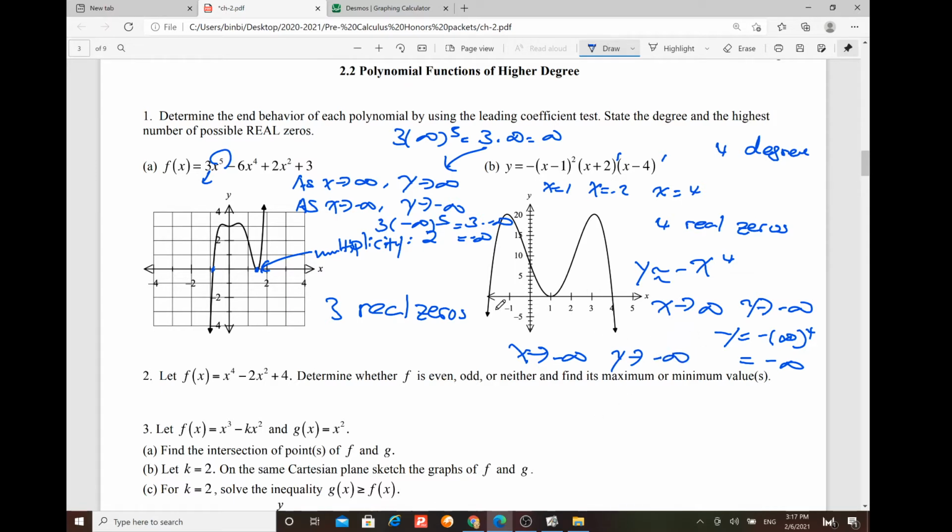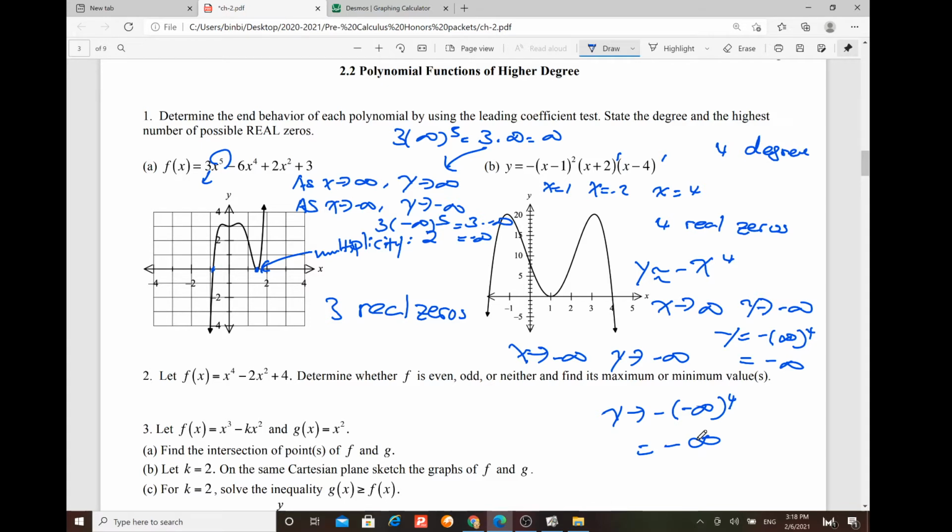Again, plug in a number, infinity, into the end behavior, negative x to the fourth power. So y goes to negative times negative infinity, quantity to the fourth power. Negative infinity, quantity to the fourth power, is infinity. But there's a negative sign right in front of it, so that's why it's negative infinity. So it's an M curve.